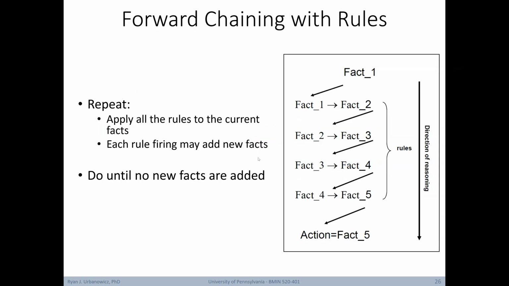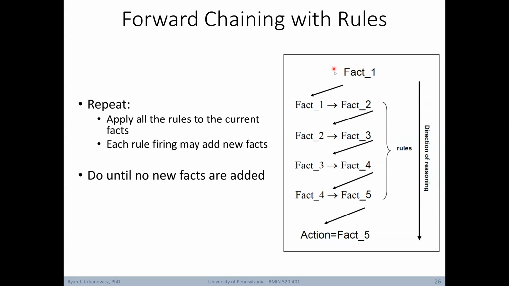Now let's revisit how forwards and backwards chaining works in the context of these rule-based systems. This should all look very familiar from our discussion of chaining from logic. When it comes to forward chaining, we're going to repeat the following. Apply all the rules to the current facts, and each rule firing may add new facts. Do this until no new facts are added.